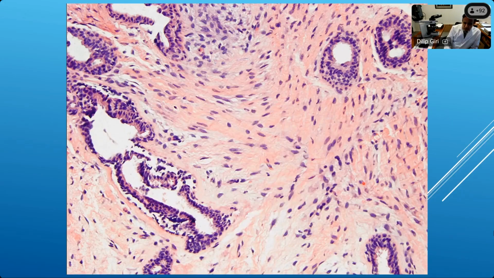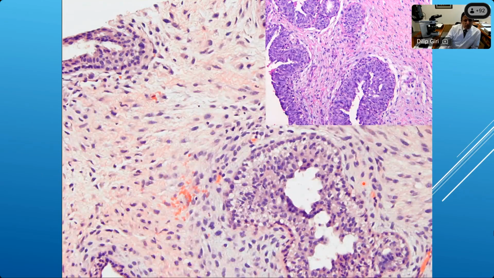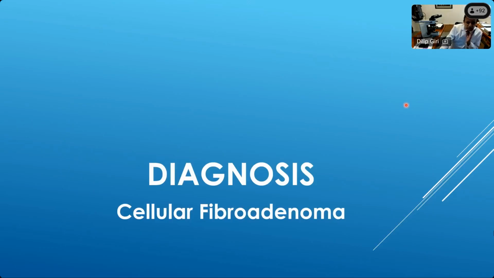And the ductal elements also did not look abnormal. So it looks maybe something like a juvenile fibroadenoma. And therefore, a diagnosis of cellular fibroadenoma was rendered. Now, what was wrong here?